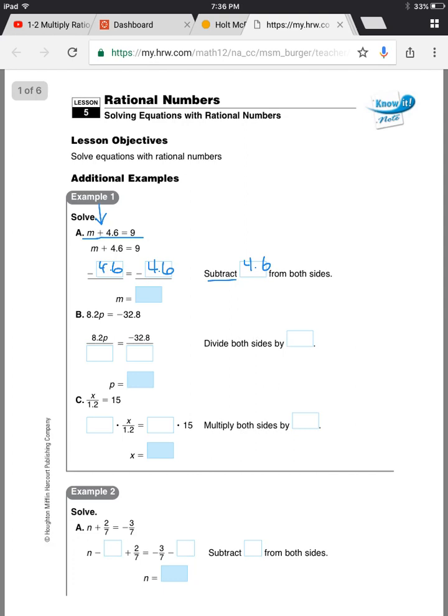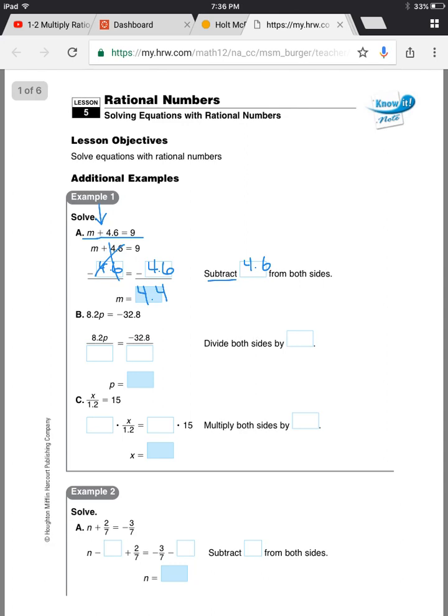And if you're wondering why, it's because we want the variable to be by itself, because we want to know what m equals. And right now, 4.6 is being added to m, and we want it away from m, so we have to subtract it. So that cancels the 4.6s, because 4.6 minus 4.6 is 0. And then we solve the other side, and we do 9 minus 4.6, which is 4.4.